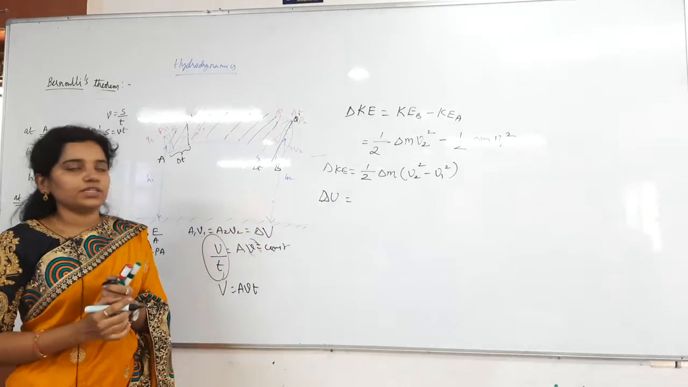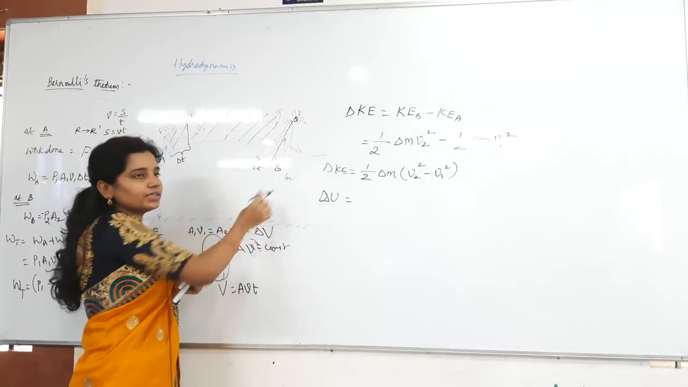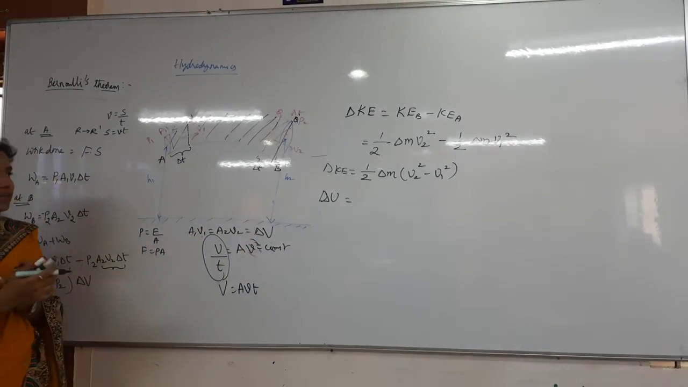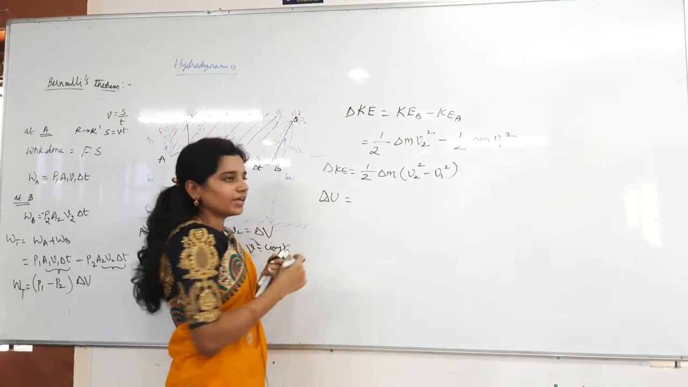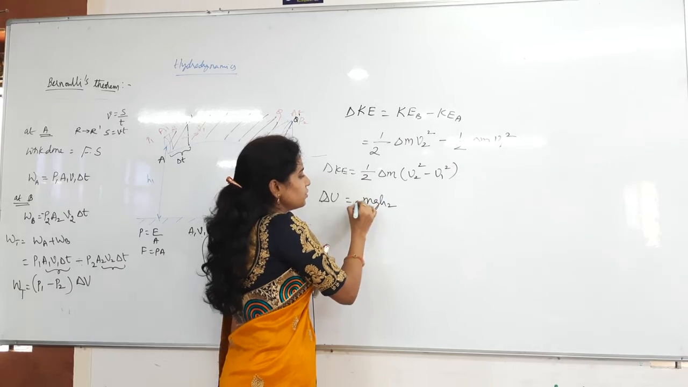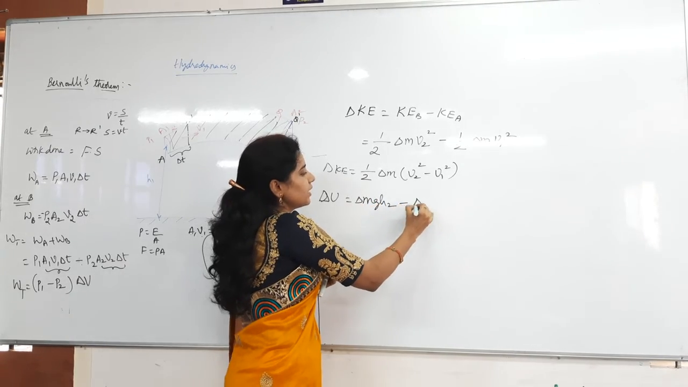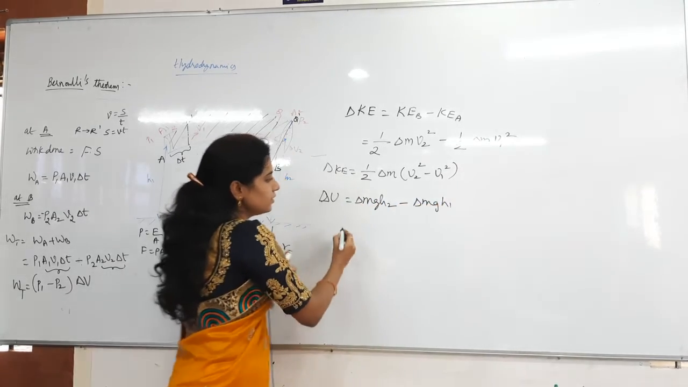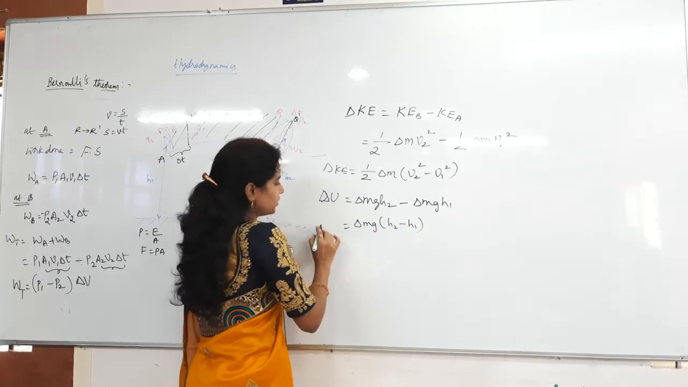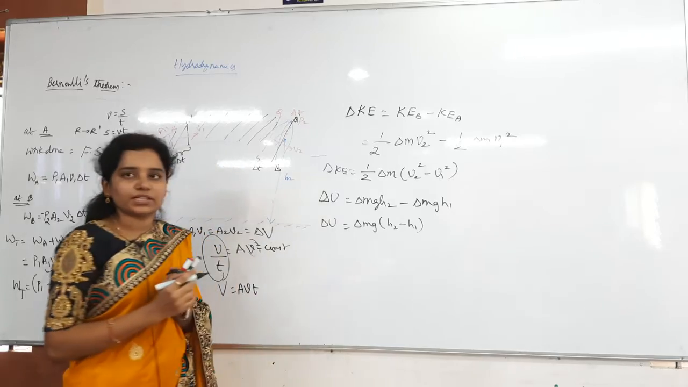Change in potential energy. This area is there at what height? H2 height, and this area is there at what height? H1 height. So that work done by gravity, otherwise the change in the potential energy, what can I say? Delta m g h2 minus delta m g h1. So delta m g is common, I can write h2 minus h1. This is the change in potential energy.